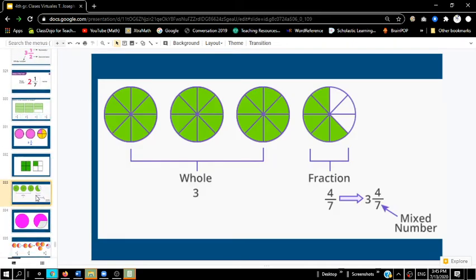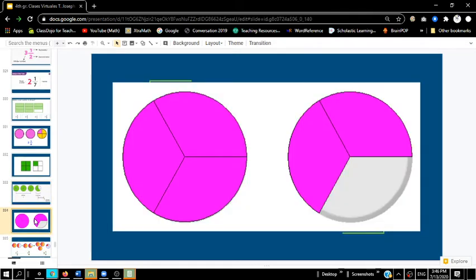We can represent fractions as wholes and fraction parts. For example, this would be 3 and 4/7. The total mixed number is represented as 3 wholes, 4/7 is our fraction, and 3 and 4/7 is our mixed fraction. What about this one? How many wholes and fractions do we have represented in pink?